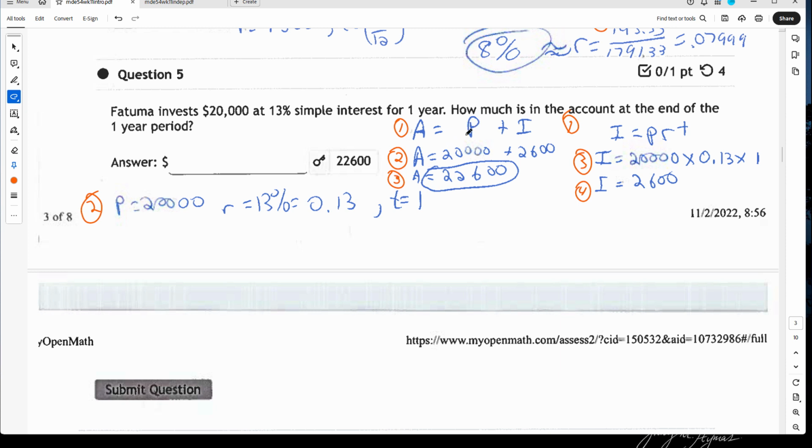I have my formula there. So I already assigned values to the variables. It's already been done, so I can plug in. And the last step there is you do your computation. So your final answer is $22,600.